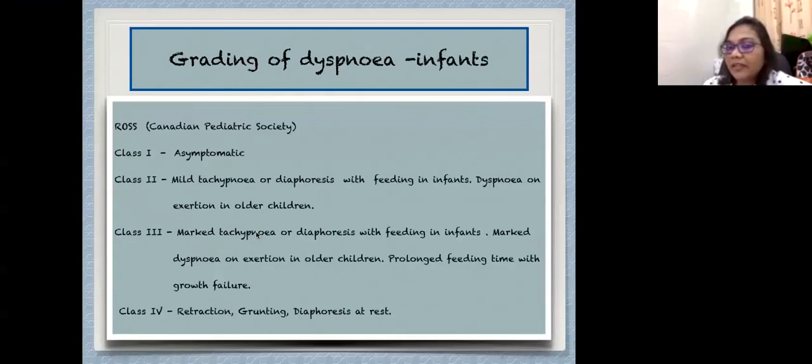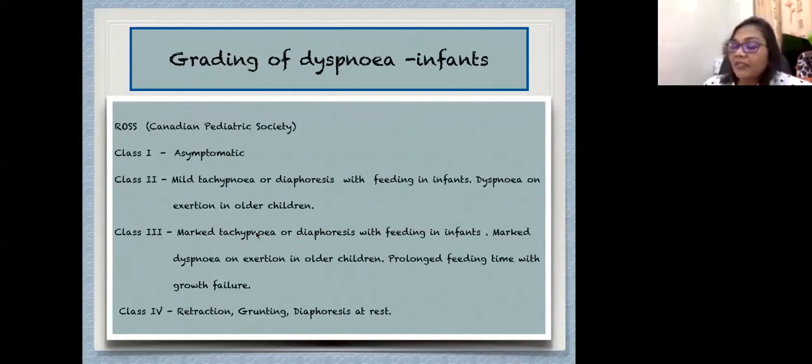So the grading of dyspnea in infants is based on the Ross classification, which is from the Canadian Pediatric Society. So here it is actually similar to the NYHA class only. Class 1 is again asymptomatic. Class 2 is mild tachypnea or diaphoresis with feeding in infants. And of course, dyspnea on exertion, as we already discussed in older children. Class 3 is marked tachypnea or diaphoresis with feeding in infants, and marked dyspnea on exertion in older children.